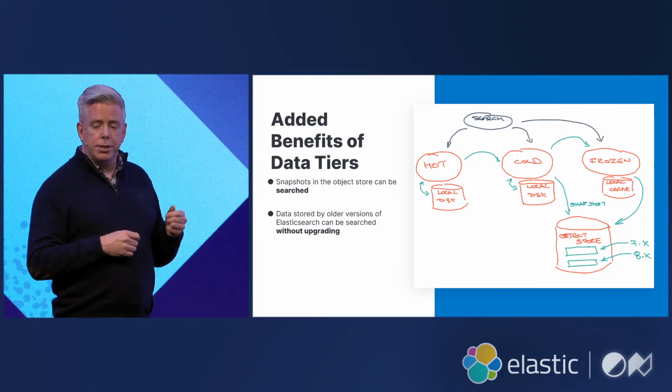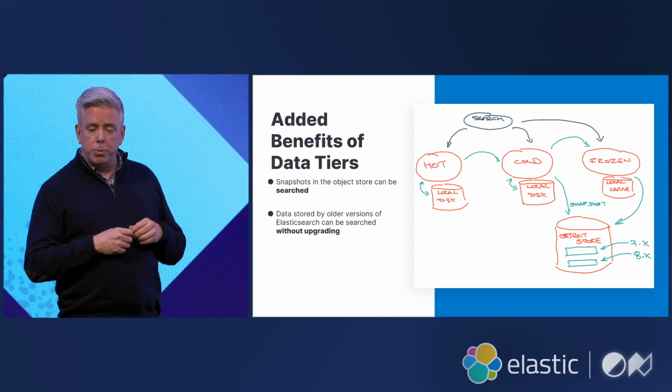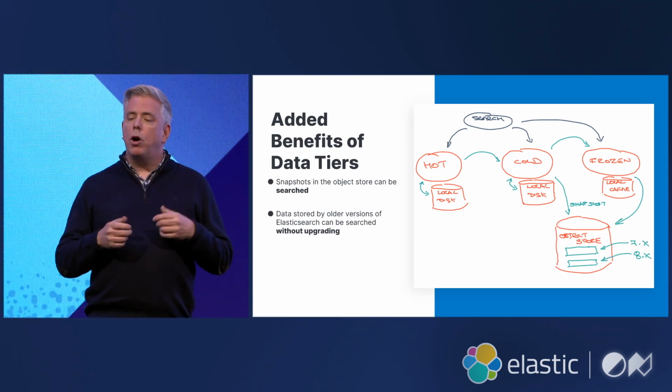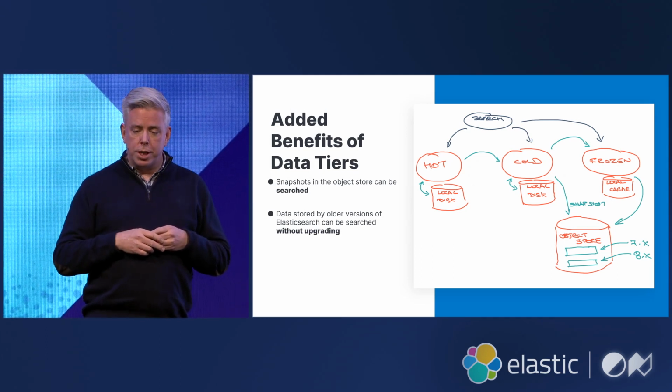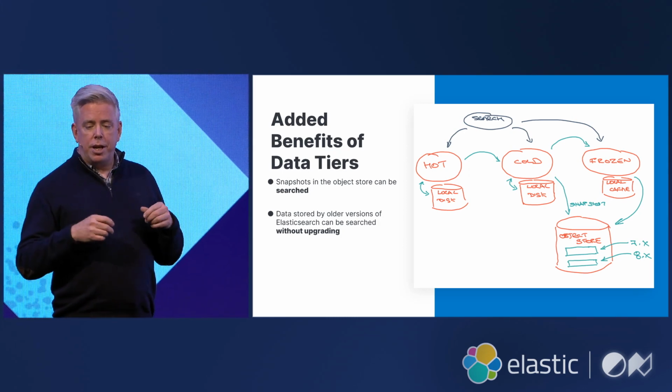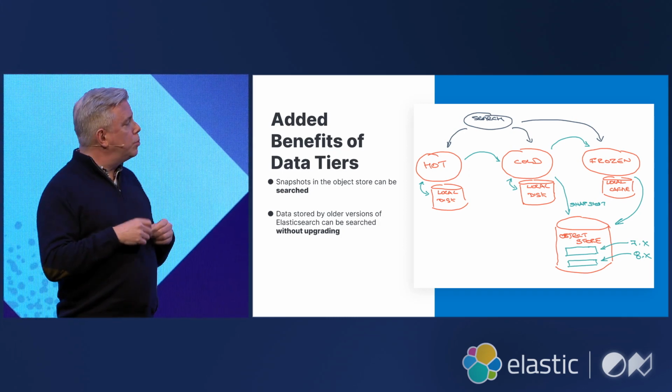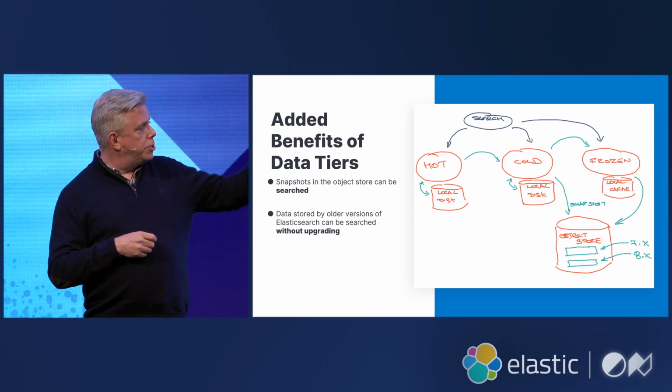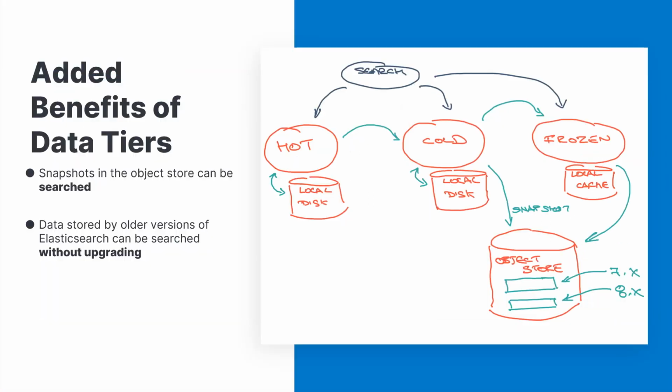Snapshots, for example, are held in the object store for cold and frozen tiers, and they're searchable, but they're not mutable. And this is a key difference between the hot, warm, and cold and frozen tiers. These two tiers have no specific replicas, which also saves on storage costs. As you can see in the frozen tier, we just have the local cache.